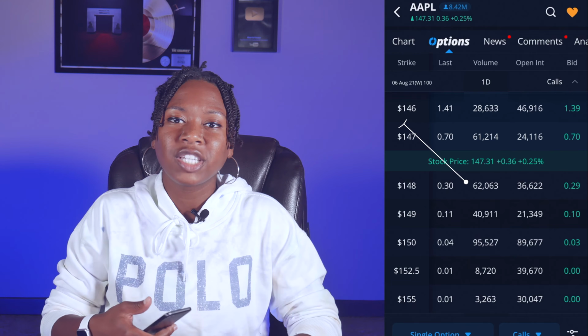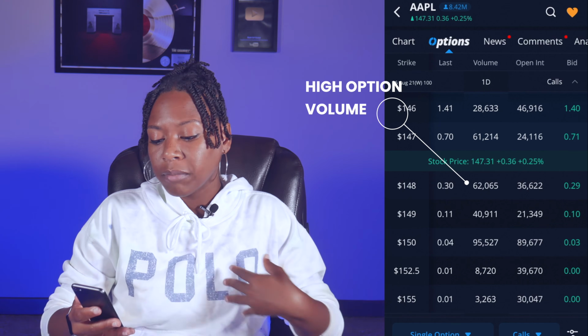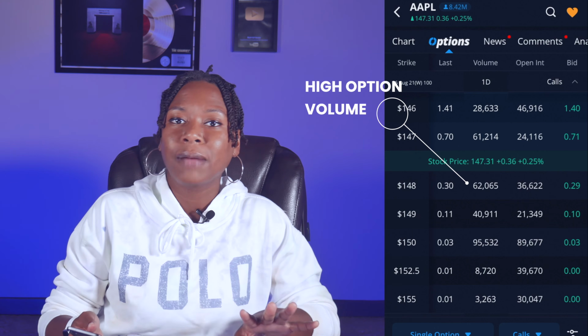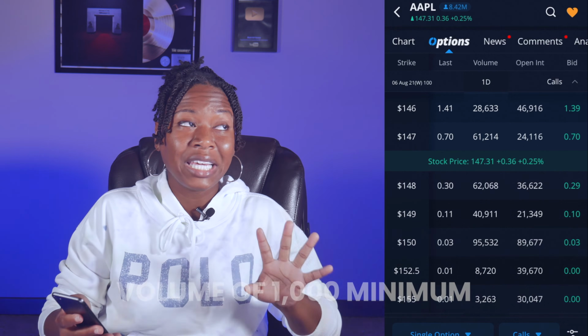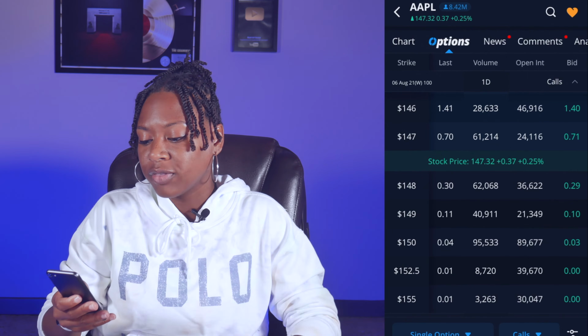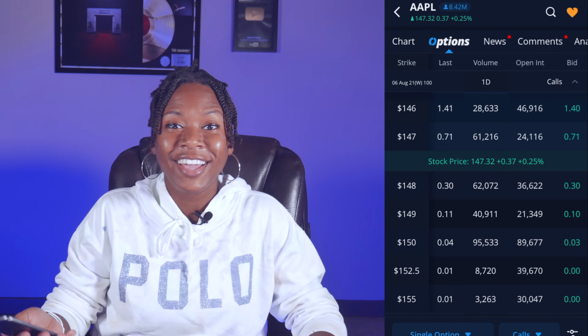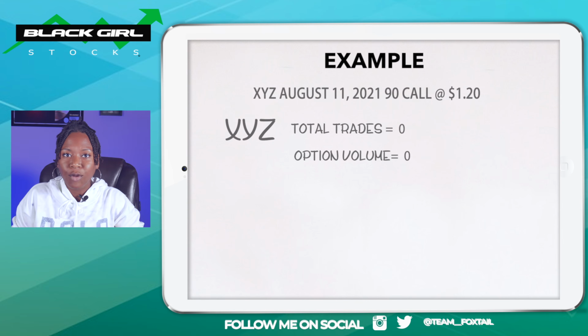And just like with stock shares, higher option volume is going to be better for liquidity. So just for me personally, I like to get into an option that's anywhere from at least 500 to 1,000. So these are great because you see the volume on these are 62,000. That's really good.